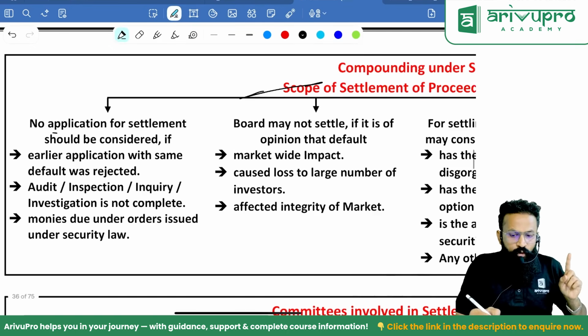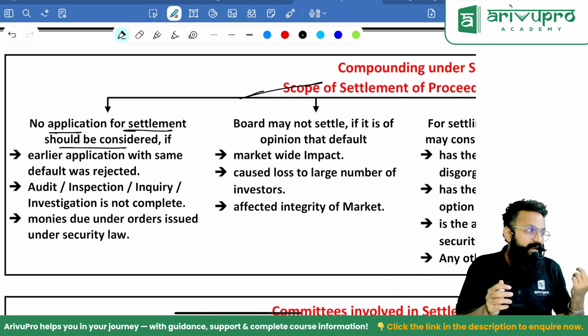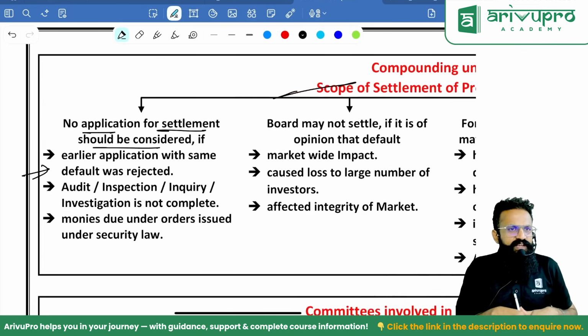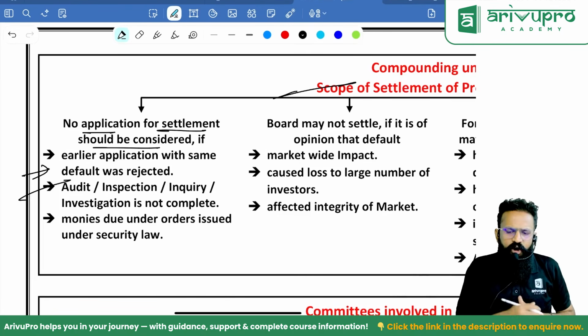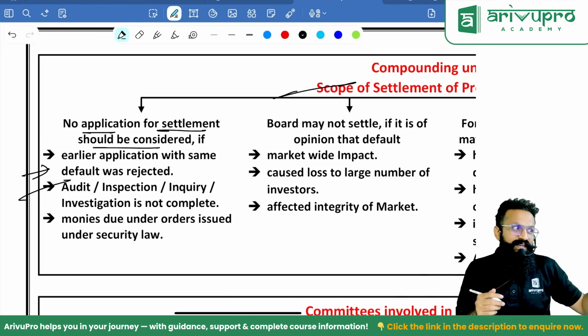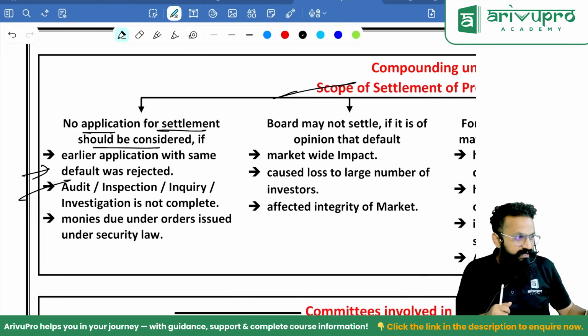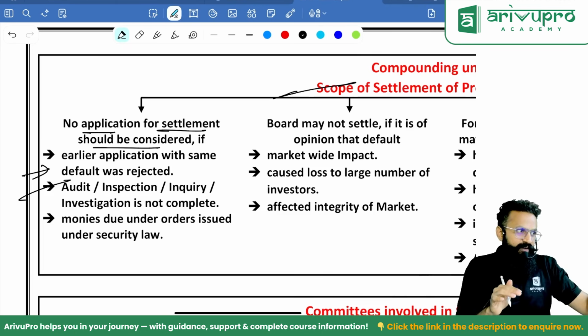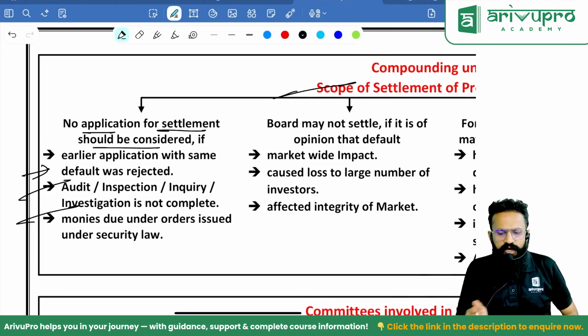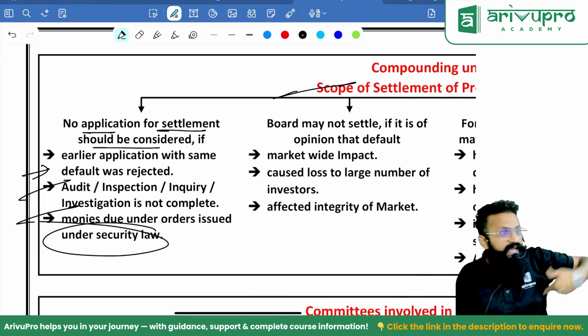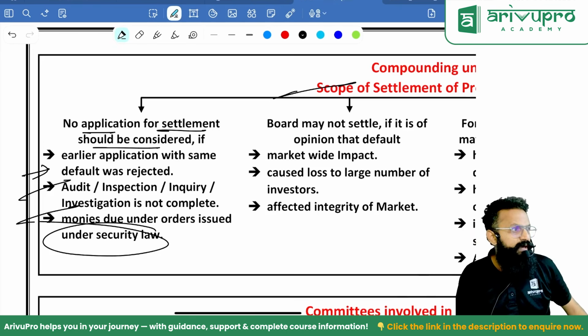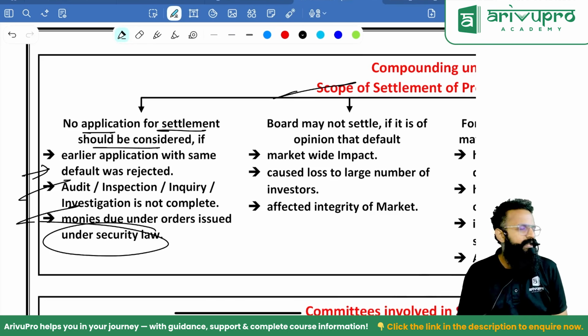Regulation 5. Read this. No application for settlement should be considered if an earlier application with the same default was rejected. You filed, and we clearly said because of these grounds we are rejecting it. Again, the same thing will not be entertained. Second one, audit, inspection, inquiry, investigation is not complete. Prosecution is different, investigation is different. Once investigation has started, no settlement is possible. Third one, money is due under an order issued under securities law. What do you mean by that, people? There is already some order issued to you. You had to pay certain fees, fine, penalty to the company or to SEBI and that has not been paid. Then you will not get a right for settlement. It will be rejected. This is clear?